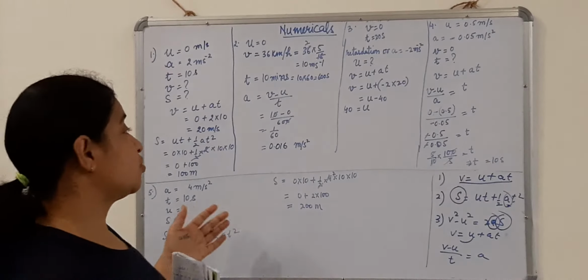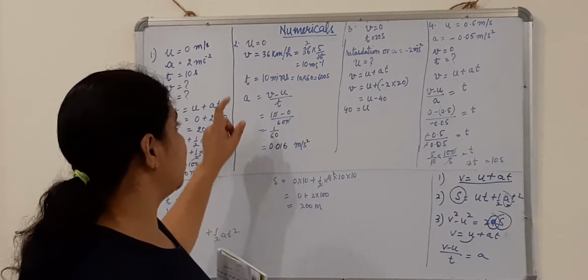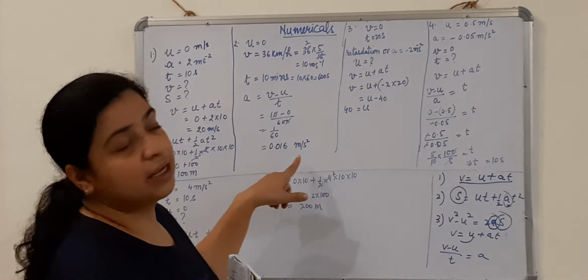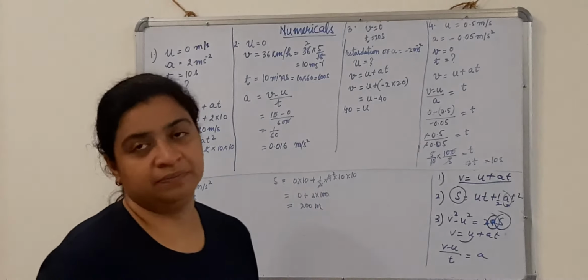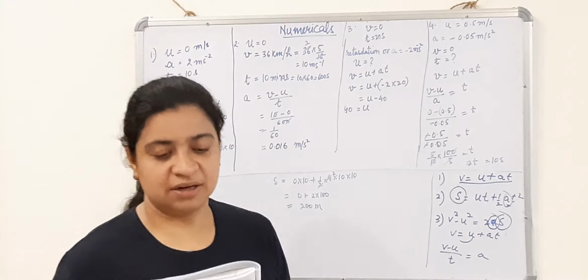This is the acceleration attained in 10 minutes by the train, sorry, not the velocity. The acceleration attained by the train is 0.016 meter per second square. That's all, children. Let's start our third question.